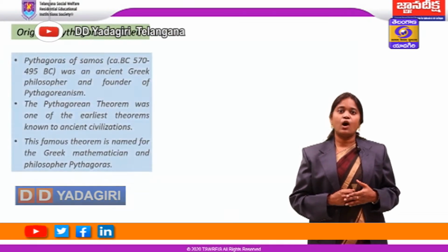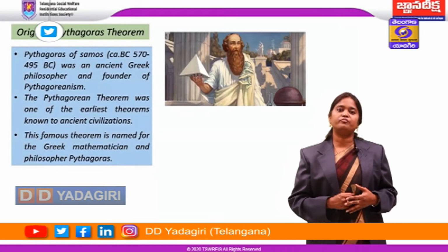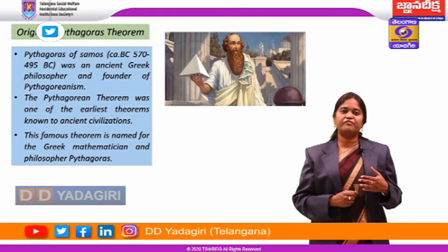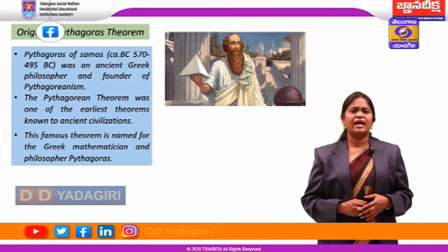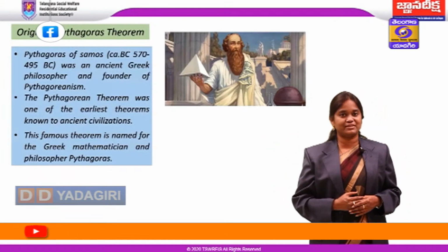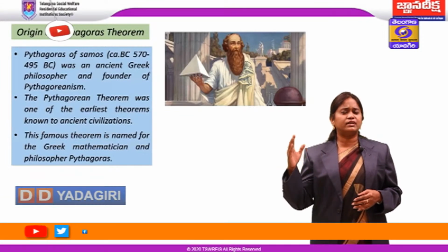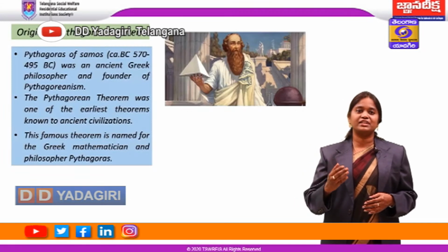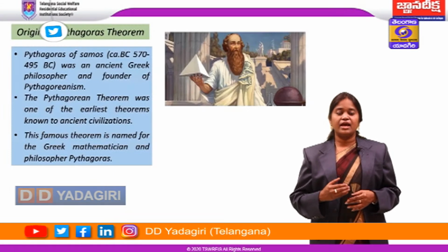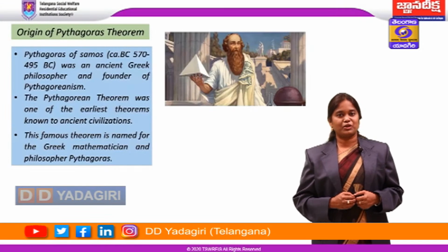Pythagoras of Samos was an ancient Greek philosopher and founder of Pythagoreanism. He is often called the first pure mathematician. He is an extremely important figure in the development of mathematics. The Pythagorean theorem was one of the earliest theorems known to ancient civilizations. This famous theorem is named for the Greek mathematician and philosopher Pythagoras.